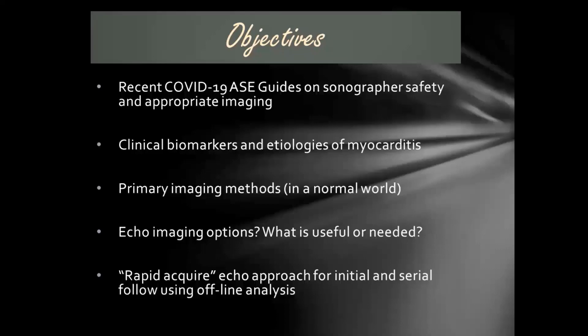So we'll look at the clinical biomarkers and some of the etiologies for myocarditis. We'll talk about some of the primary imaging methods, again, in a normal world. And then what are some of the echo imaging options and what would be useful or even needed to help correlate some of the biomarkers that they look for to determine myocarditis, the presence of it, and the cause of it. And then in an imperfect world that we're in now, what would be a suggestion for a potential rapid acquire echo approach for both initial and serial follow-up using offline analysis in patients suspected for myocarditis? And we'll talk about the right rules of the game to do something along those lines.